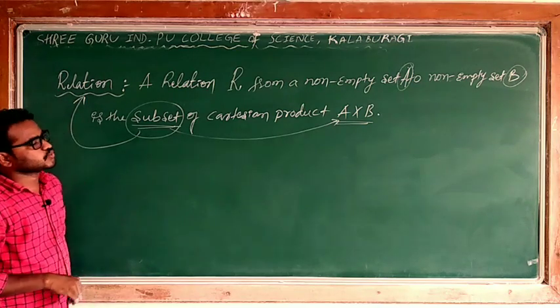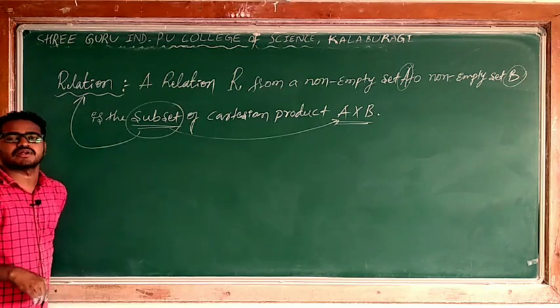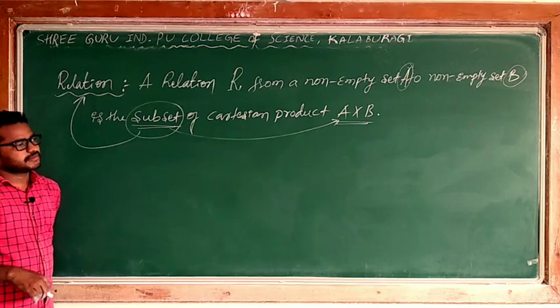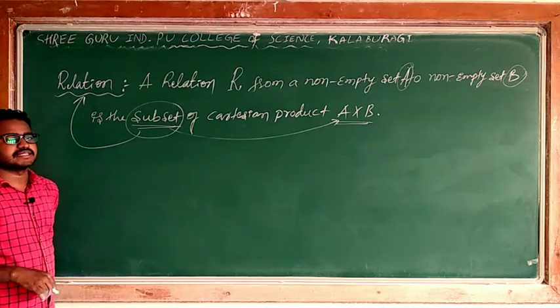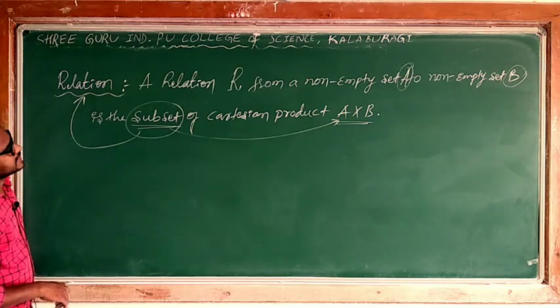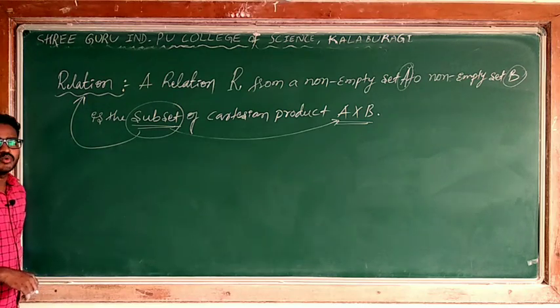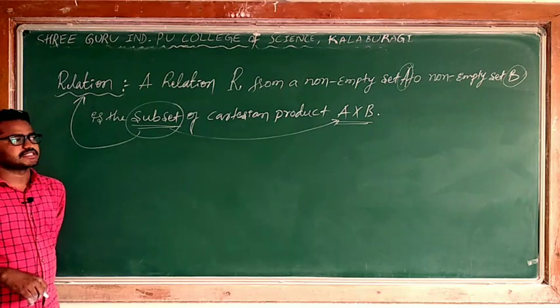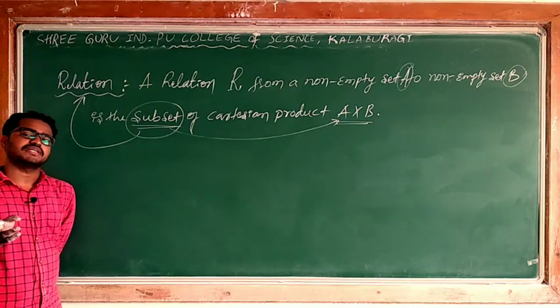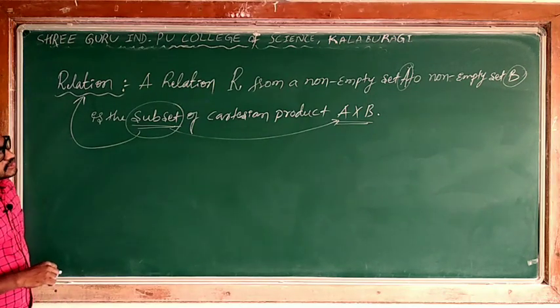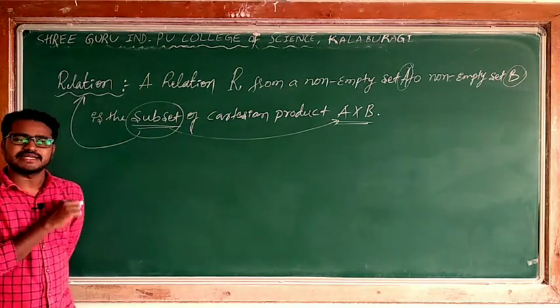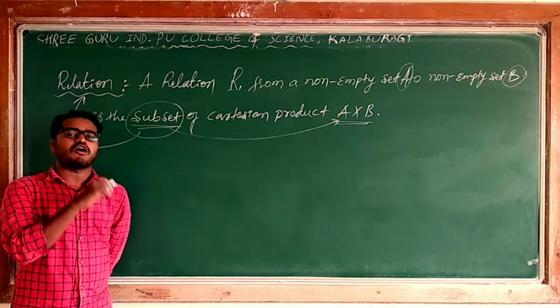When it is defined on two sets, I can say A cross B is the Cartesian product. If we are defining a relation on one particular set, I can say it is a subset of A cross A. Are you getting? So I will tell you one example. According to that example, you will come to know what is a relation exactly, what is a subset of the Cartesian product. We will describe relation between the first element and second element of the ordered pairs.